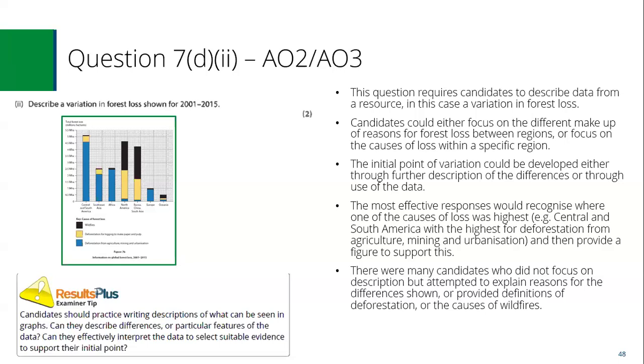There were many candidates who did not focus on description, but attempted to explain reasons for the differences shown or provide definitions of deforestation or the causes of wildfires. So again, drifting slightly away from the question into areas they felt more comfortable. Candidates should practice again writing these descriptions of what can be seen in the graph. Can they describe differences for particular features of data? Can they effectively interpret the data, select suitable evidence to develop their points and show what they're capable of doing?